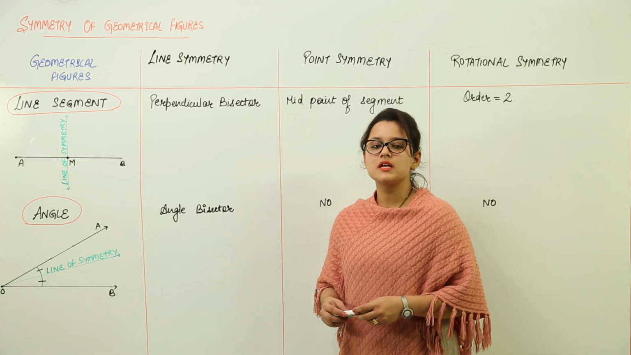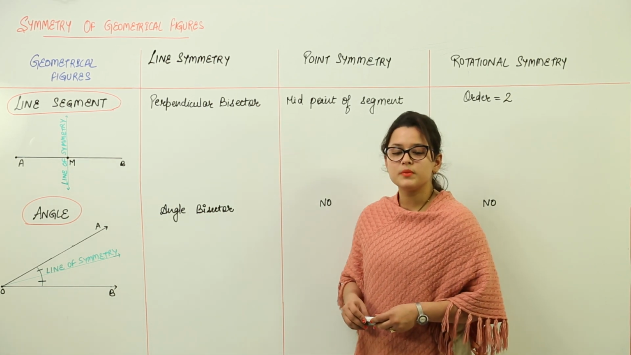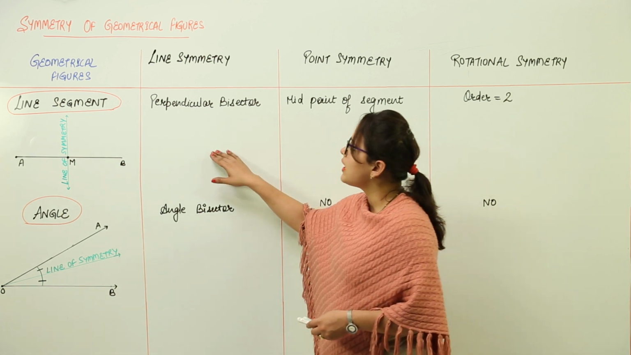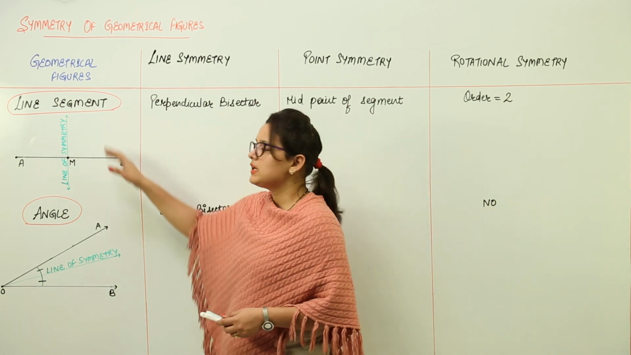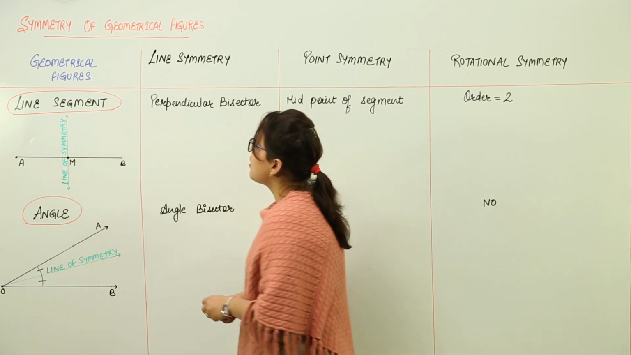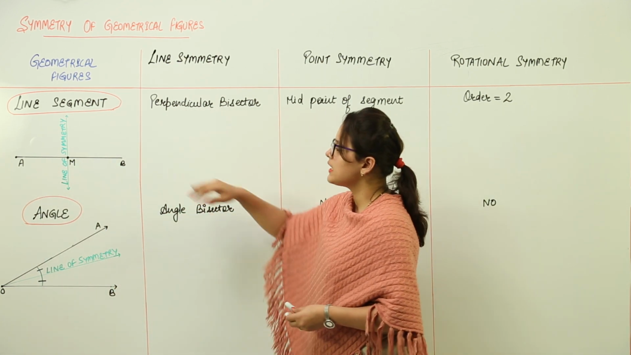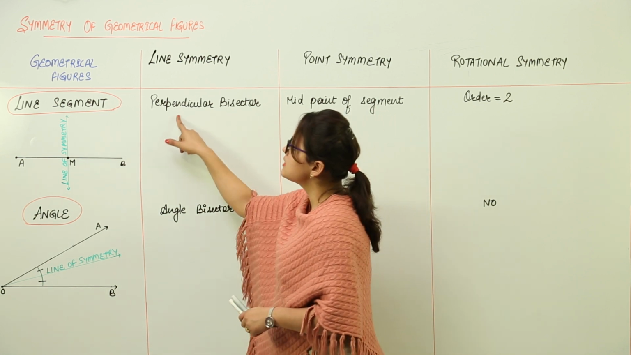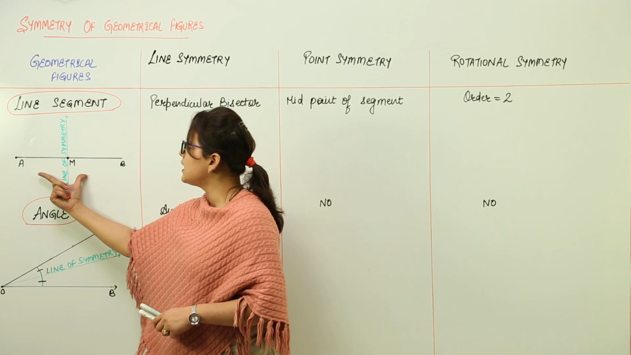Now we are going to discuss the symmetry of different geometrical figures. First of all, I have taken a line segment that has two endpoints A and B. Now, what is the line symmetry for this line segment? The line symmetry is the perpendicular bisector of this line segment.